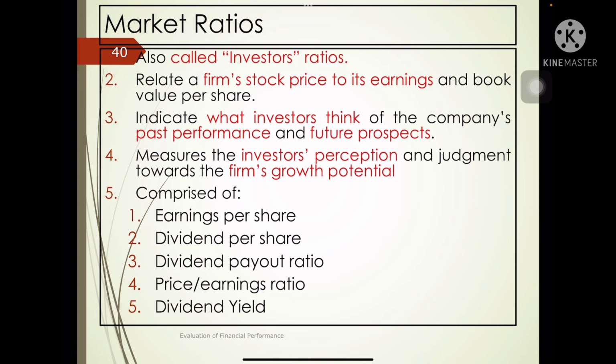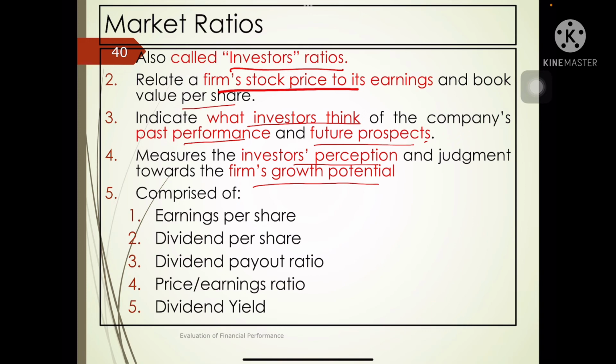Right, so this one is market ratios. Our last one, number 5, market ratio. So what is market ratio? It is also named the investor ratio. It relates the firm's stock price to its earnings and book value per share. It indicates what investors think of the company's past performance and future prospects. It also measures the investors' perception and judgment of the firm's growth potential.